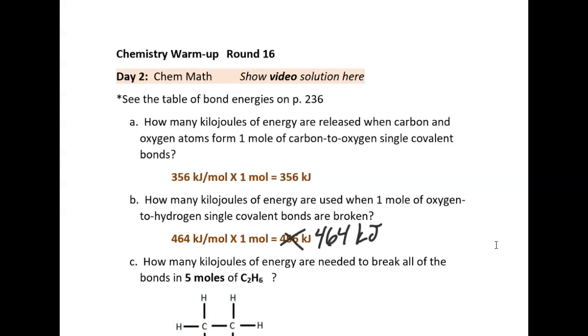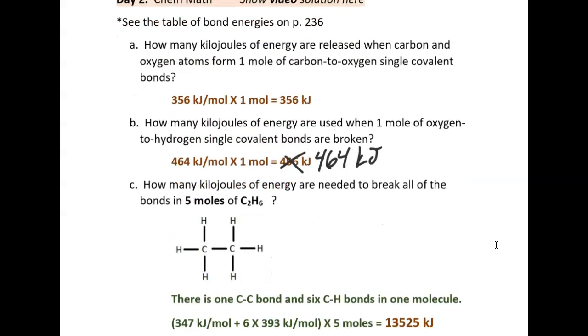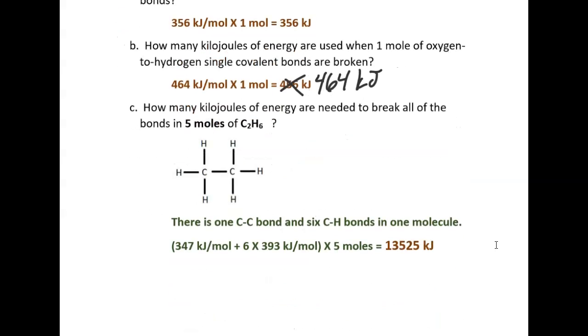Question C. How many kilojoules of energy are needed to break all of the bonds in 5 moles of ethane, which has the formula C2H6, and you see the structural drawing there. Well, looking at that structural drawing, we can see that there is 1 carbon-carbon bond, and there are 6 carbon-hydrogen bonds in 1 molecule. So use the chart, look up the bond energies.